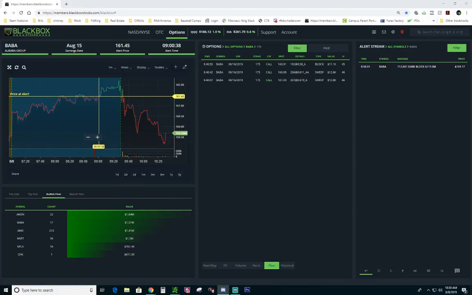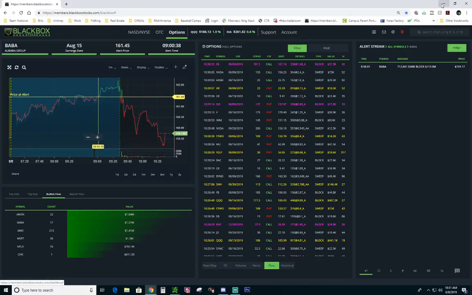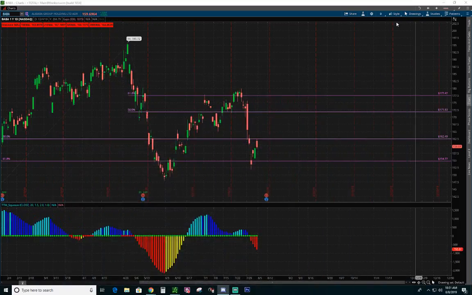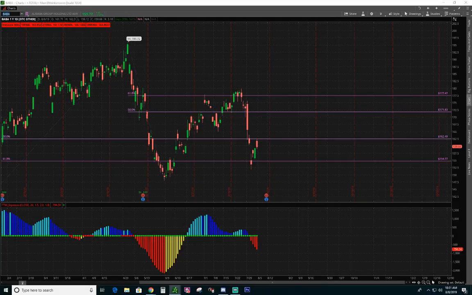Earnings next week. So those 175s that expire next week, yeah, that's a 10 delta. What the hell? 40 deltas. We want 162 and a halves or 165s.